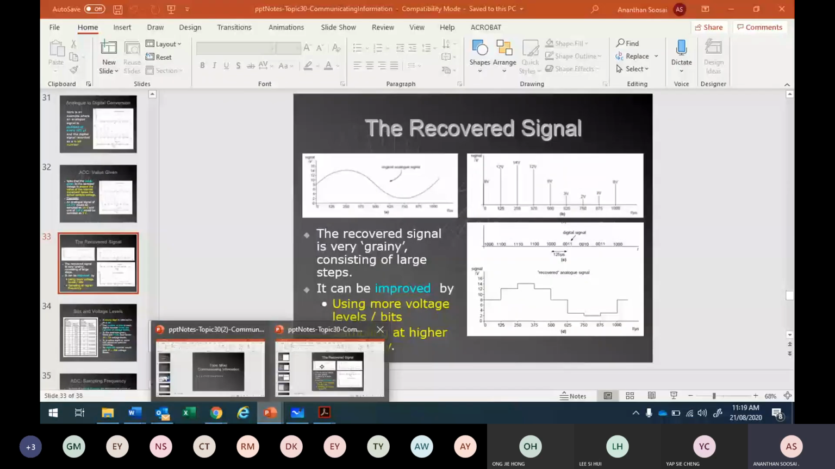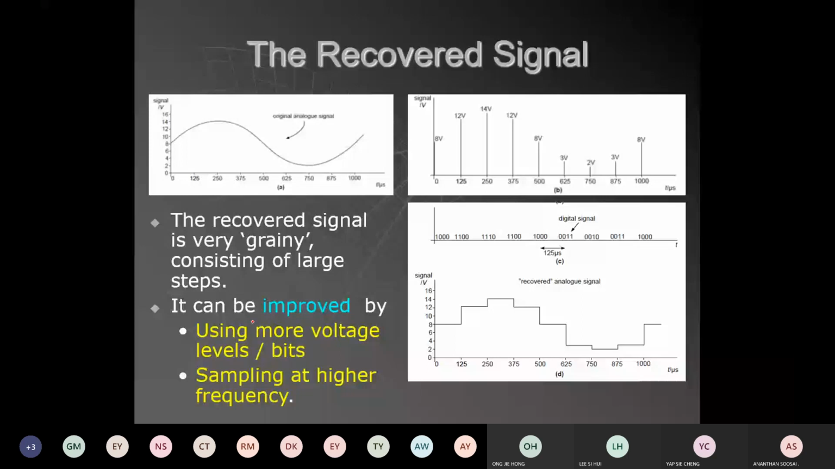Okay, so go back to the slide. How to improve? Using more bits. Using more bits, what happens to the steps? The height of the steps can be reduced. Increase the bits, and the height of the steps is reduced.